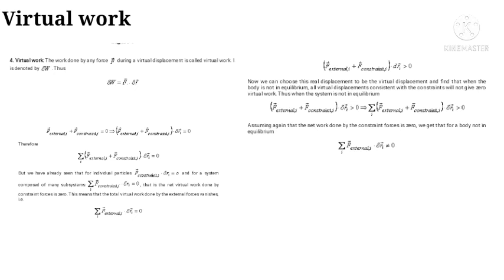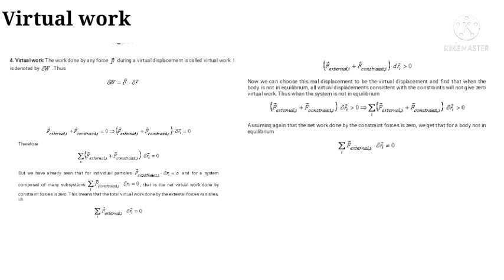Let us see how this arises for a system in equilibrium. Each particle of the system is in equilibrium under the influence of externally applied force and constraint force. Then for the ith particle, F external plus F constraint equals 0. That gives F external plus F constraint dotted with delta r i equals 0. Therefore, the summation over i of F external plus F constraint dot delta r i equals 0.